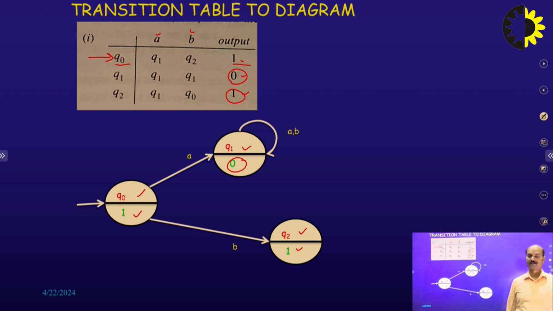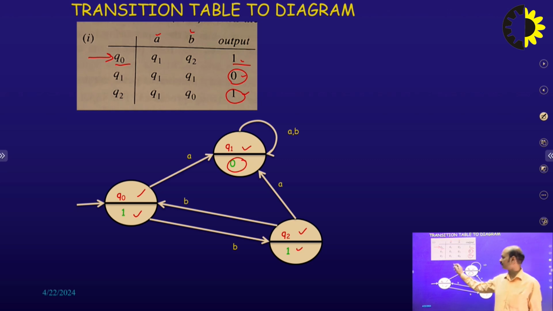As we know from this particular table, Q2 on input A reaches Q1. So we draw the arrow from Q2 to Q1. And similarly for B. This is the transition diagram for the Mealy machine. Okay, fine. This particular table is now represented in this particular transition diagram.